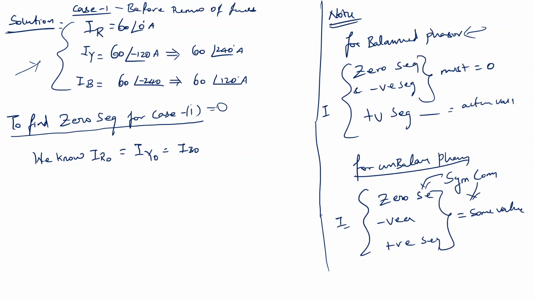Why balanced? Because of the theory, the unbalanced phasor can be represented by 3 balanced phasors. So obviously the zero sequence set is also balanced, meaning it has equal magnitude, and the angle is 0. So IR0 is equal to IY0 and IB0. I will take any one value from this.